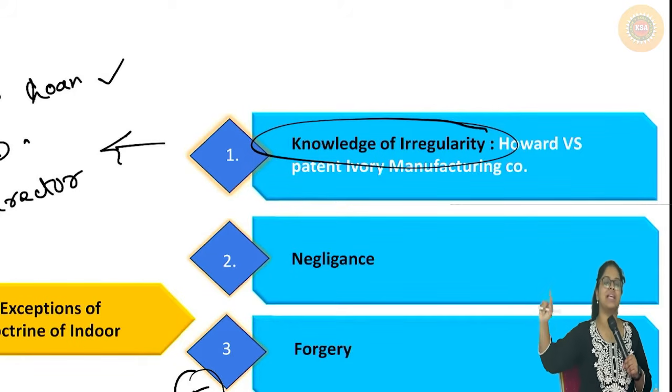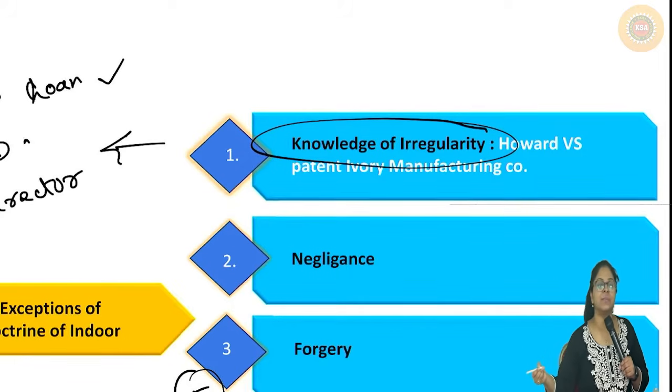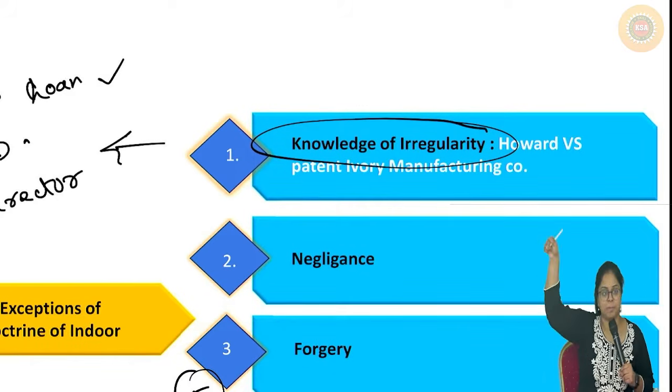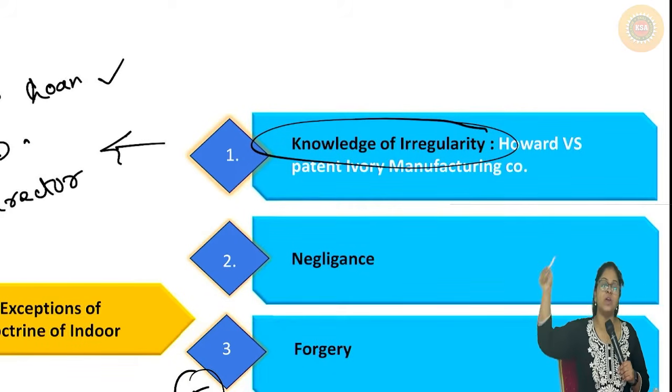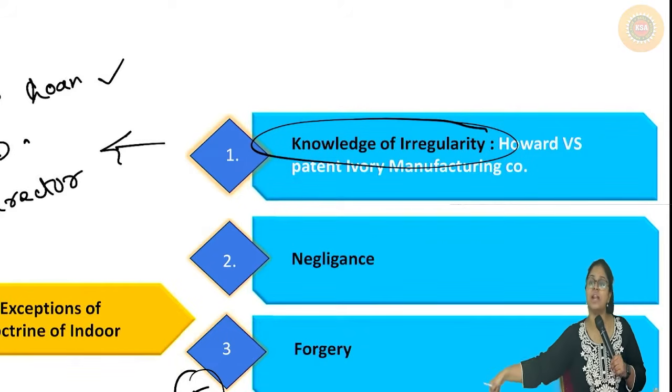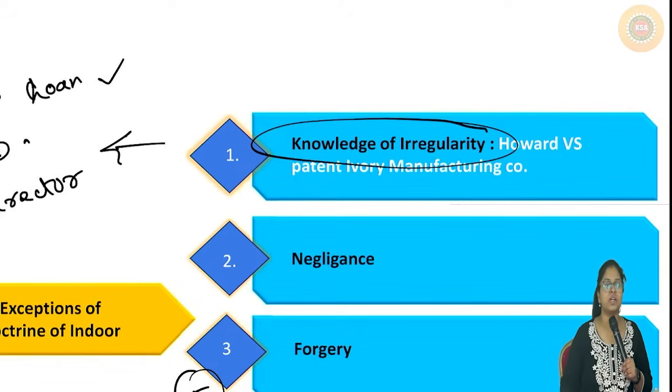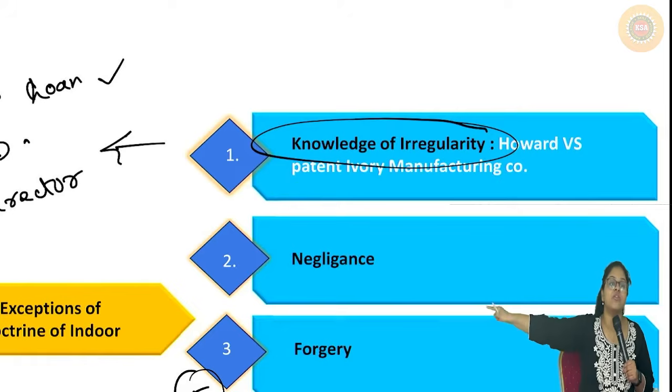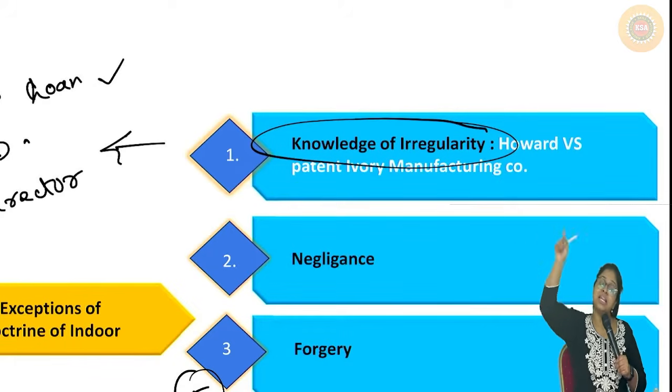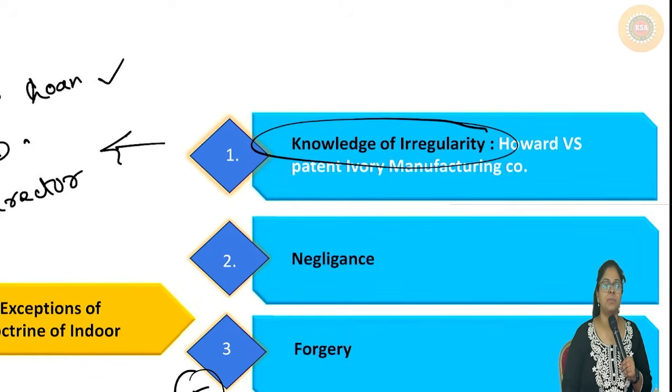Why was indoor management created? Because outsiders cannot come daily and sit in the board of directors meeting to see whether 3 people sign or 2 people sign. So we protected the outsider. But this E, you are part of the board of directors, you know 3 people have to sign, but only 2 people have signed, so you should not even have given the loan, right? Because you had knowledge of irregularity, but you still went and gave the loan to that particular company. So now can you protect yourself under indoor management? You cannot. Are you able to understand the first exception?